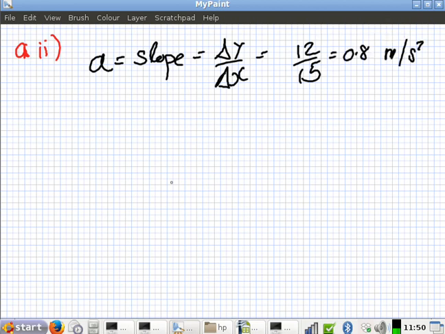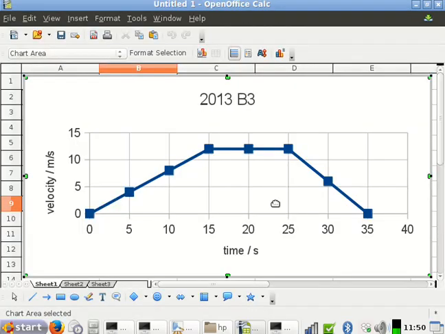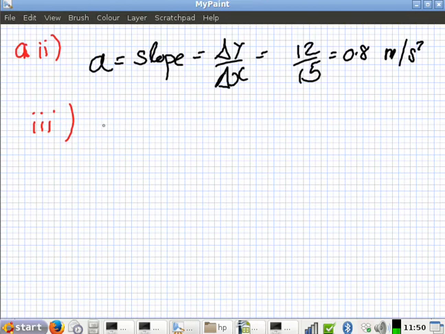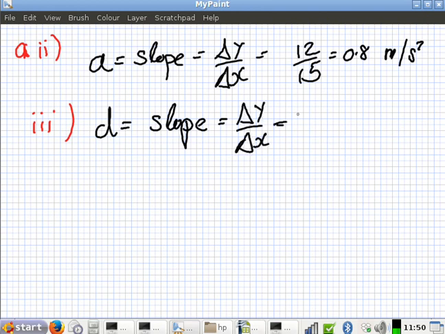Alright, part 3 is what is the deceleration. So the deceleration is the acceleration at the end when it's negative here. So the same deal, it would be 12 over 10. So the deceleration would equal the slope, but they don't want the minus in it because the d in deceleration already means that. Sorry, what is it? 12 over 10, is it? So 1.2 meters per second squared.